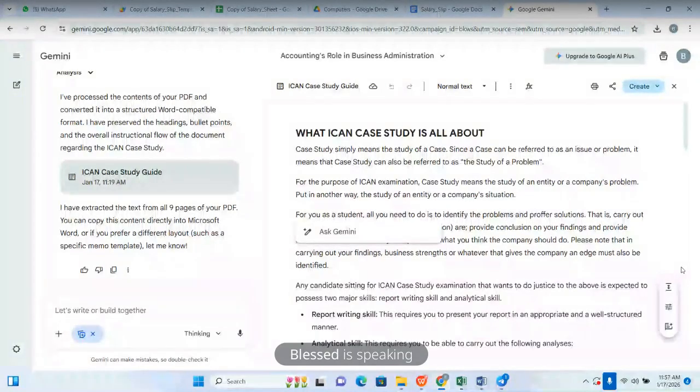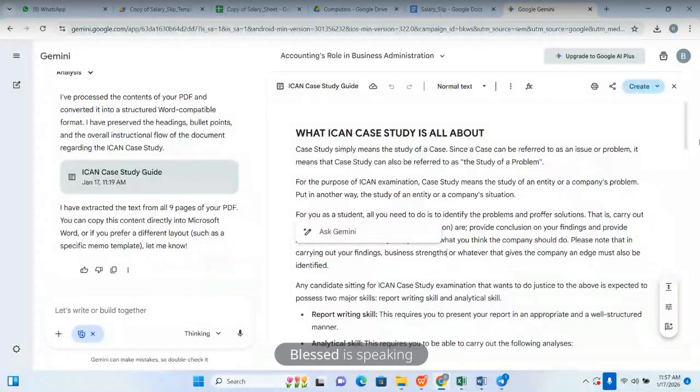From the basic knowledge we have had on financial analysis, we know we have profitability ratios, liquidity ratios, gearing ratios, all those things. We will need to compile them together and use that knowledge in analyzing the data. So let us try to read what is written here: what ICAN case study is all about.